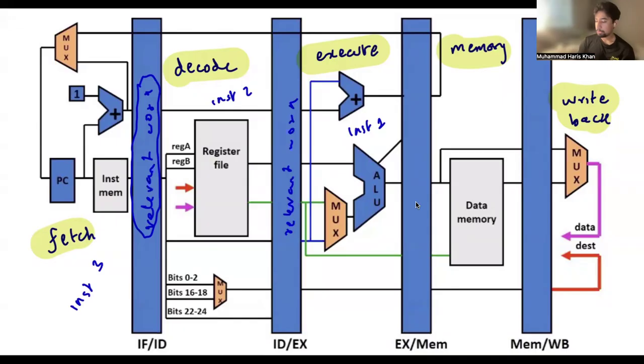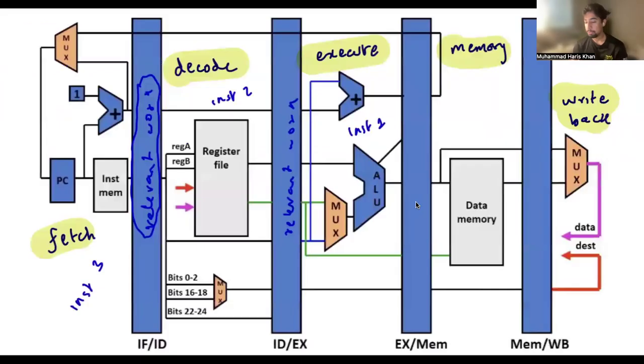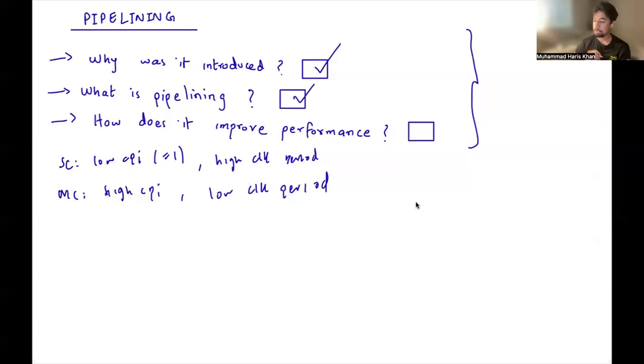So if you go back to the questions that we started with, why was pipelining introduced? Well, it was introduced because we set out to find an architecture which offered a low CPI as well as a low clock period. So we can answer that question confidently. What is pipelining? Well, we saw that it's the sequential in-order execution of a computer program through this kind of a pipeline. And the key part there is it allows the different stages of multiple instructions to overlap. So we can answer this confidently.